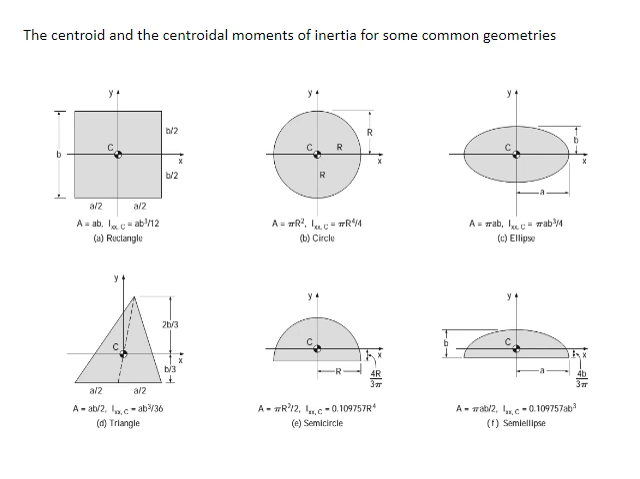Fourth one is triangle. So area of triangle is equal to AB by 2 and moment of inertia is equal to AB cube by 36. Fifth one is semicircle. So area of semicircle is equal to pi r square by 2 and moment of inertia is equal to 0.109757 r to the power 4. And last one is semi-ellipse. So area of the semi-ellipse is equal to pi AB by 2 and the moment of inertia is equal to 0.109757 AB cube.